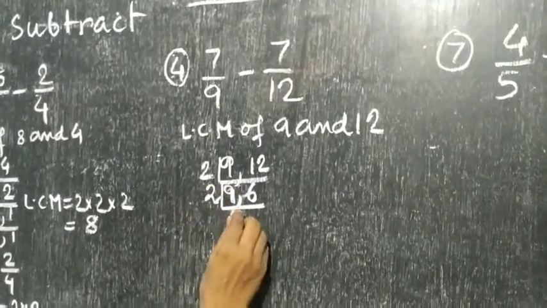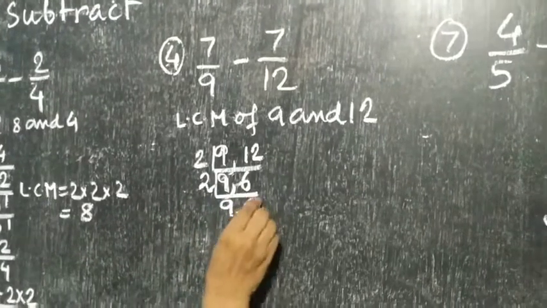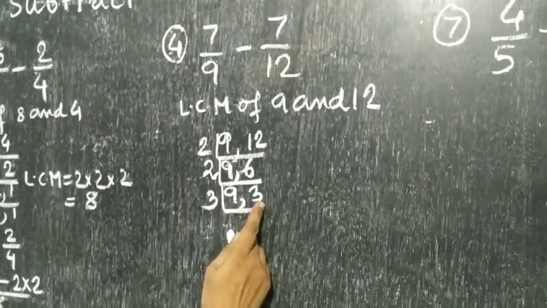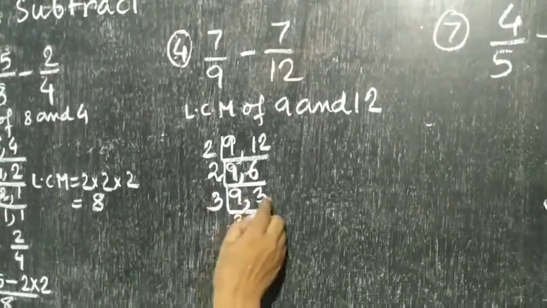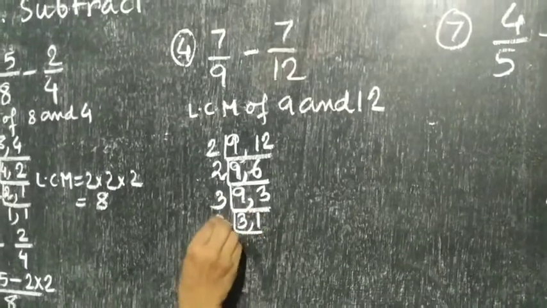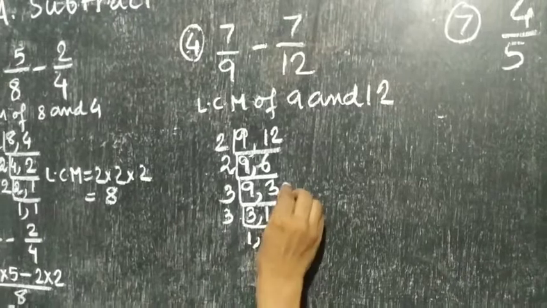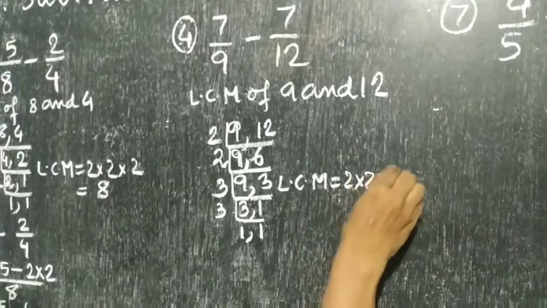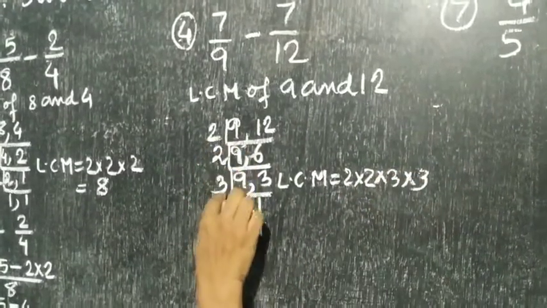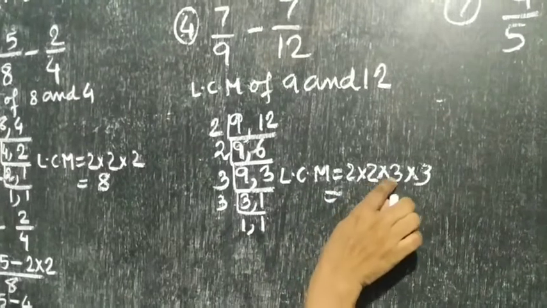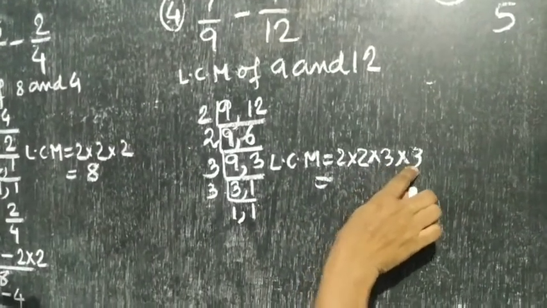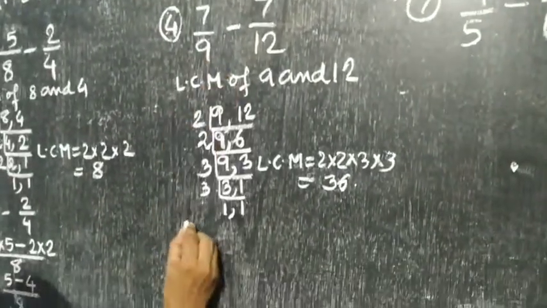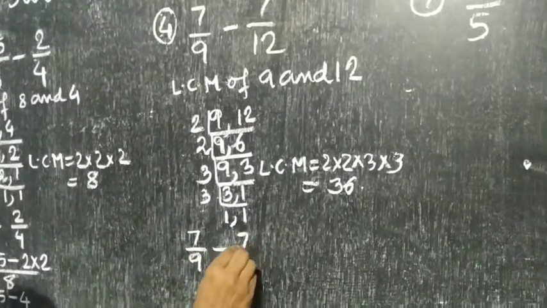Again divide them by 2. 9, here 6 divided by 2, 3. Now divide them by 3. So both of them are odd numbers. 9 divided by 3, 3. 3 divided by 3, 1. Again divide them by 3, 1, 1. So what is the LCM? LCM equal to 2 into 2 into 3 into 3. So 2 twos are 4, 4 3s are 12, and 12 3s are 36.